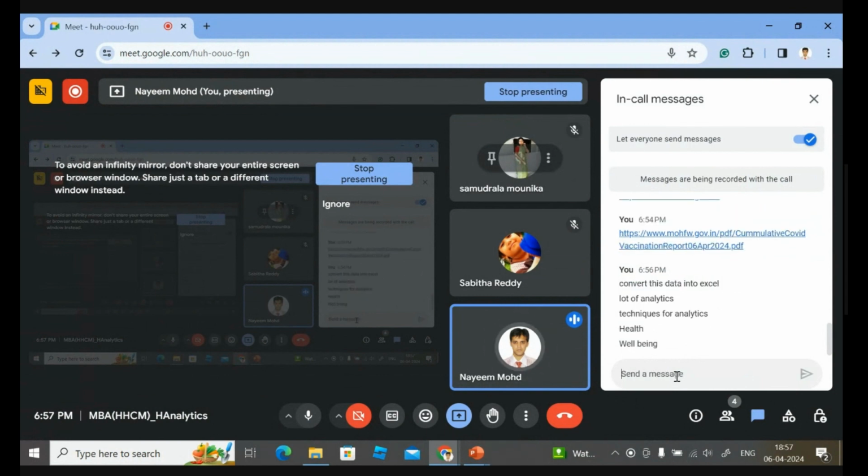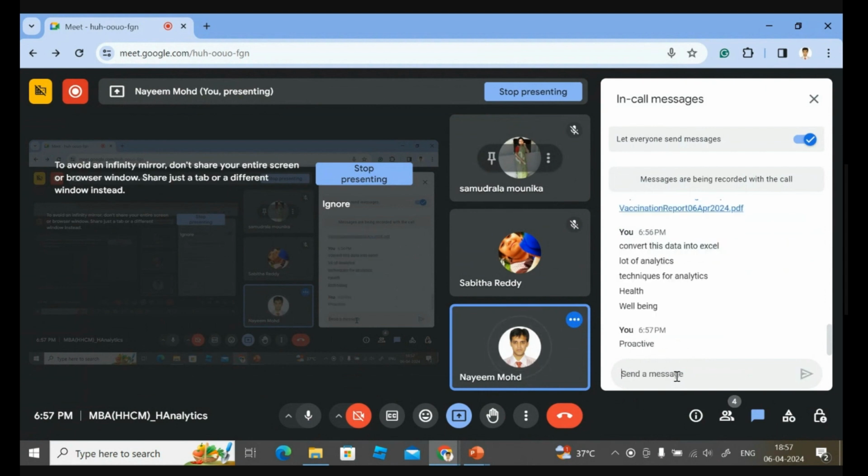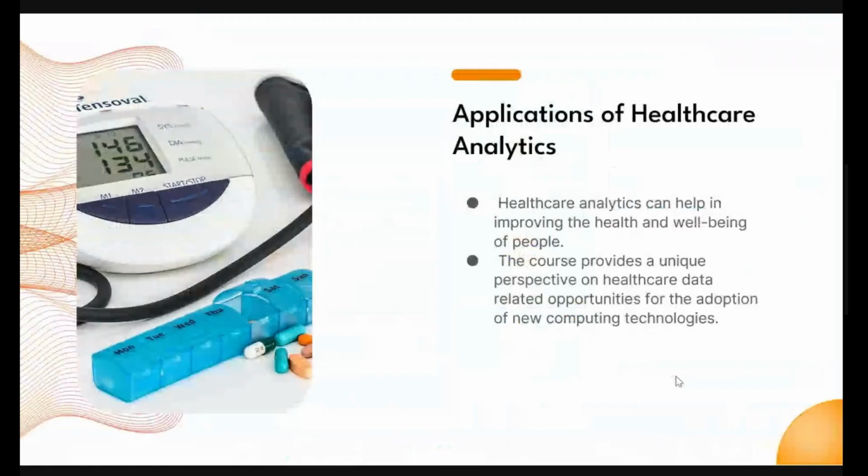Well-being is always proactive. Before the disease comes, prevention is better than cure. I should be feeling good. Whereas health is to restore it. Then the whole aim of us is to get into the well-being part of it. That's why it is important. So this is the healthcare databases, and you can easily go.